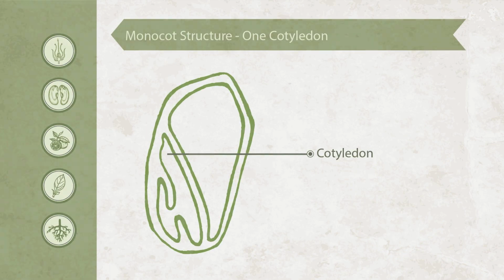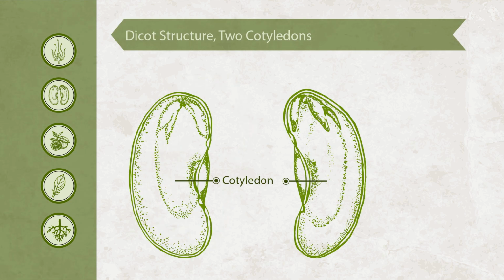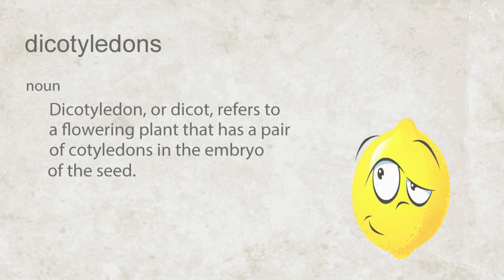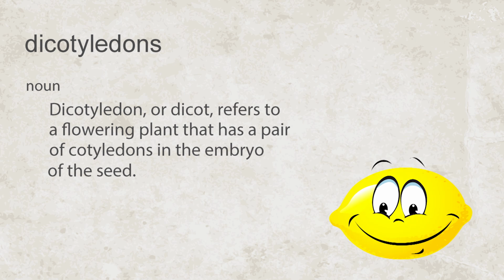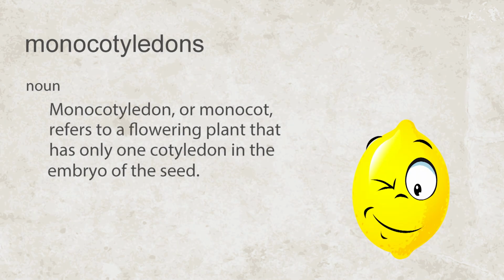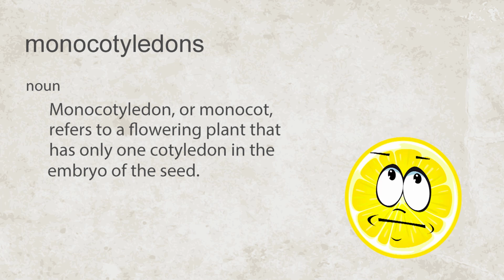Plants are classified based on the number of cotyledons in the seed. Plants, such as grasses, are monocotyledons or monocots, meaning the seed contains 1 cotyledon. Citrus seeds are dicotyledons or dicots, and have 2 cotyledons. Dicotyledon or dicot refers to a flowering plant that has a pair of cotyledons in the embryo of the seed. Monocotyledons or monocot refers to a flowering plant that has only 1 cotyledon in the embryo of the seed.